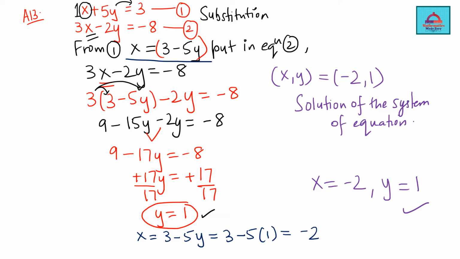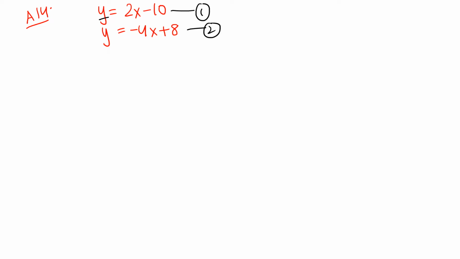Let's do one more question on substitution in the next slide. So let's start with answer 14. In answer 14, y is given to be 2x minus 10 and y is also given to be minus 4x plus 8. Now, if you see these two equations carefully, in these two equations, the value of one variable y is already given in terms of the other variable.